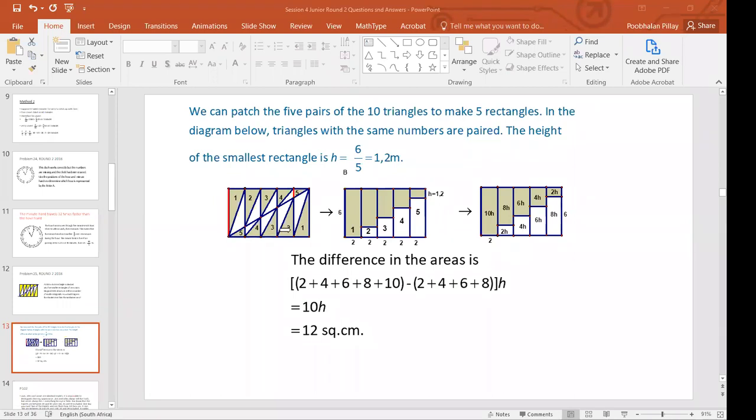When you patch the 2s, you get this one here. You see this 2 is stopped short here. See? So when you patch the 2s, you get this. When you patch the 3s, you get that. And the 4s, you get that. The 5s you can see clearly.